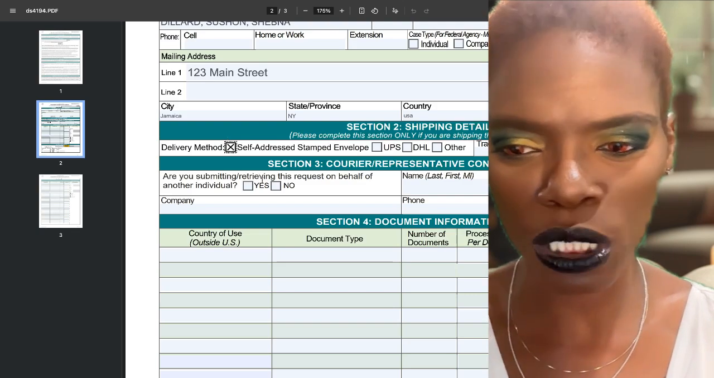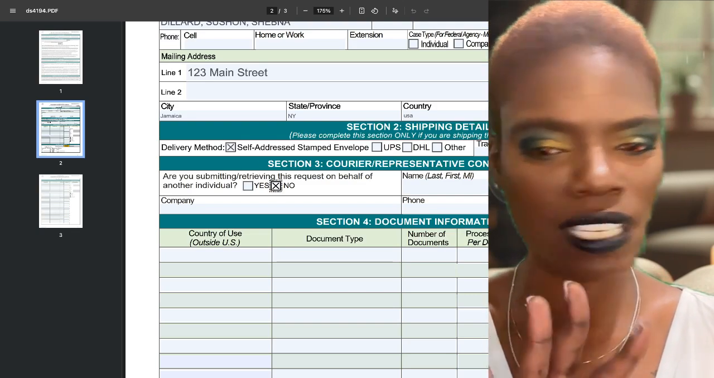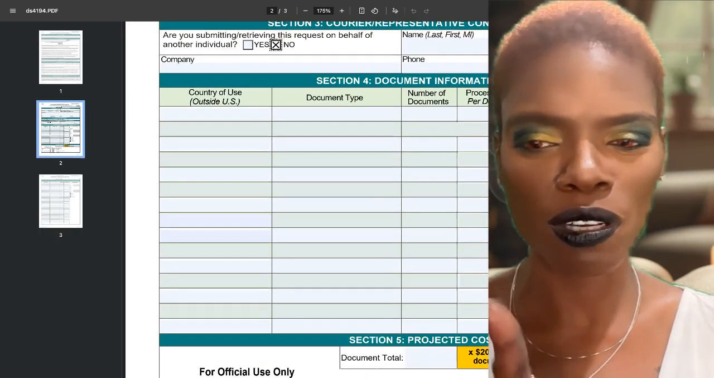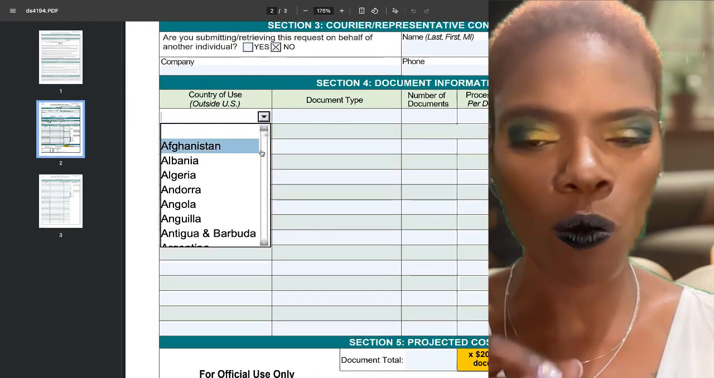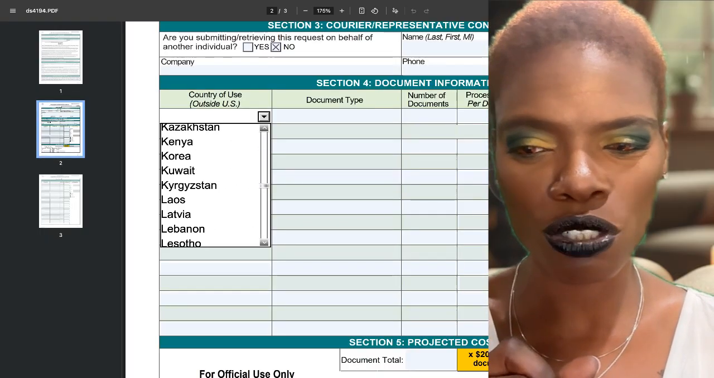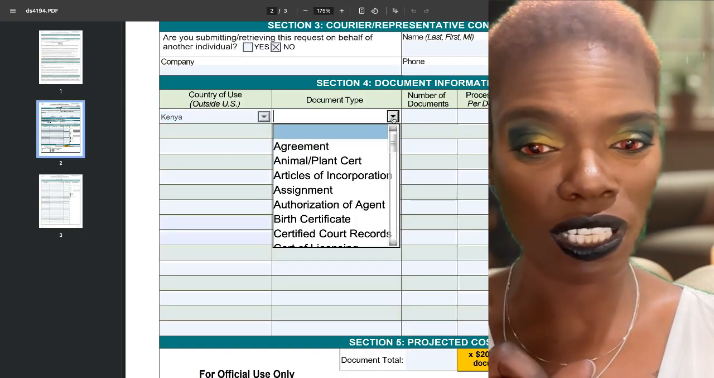Now, the next question they're going to ask you: are you getting this for someone else? No, we are not. Unless it is for your children, you're going to say no. We're going to move on down. They're going to ask us what country. And remember the list, you get to choose whatever country you want off of your list. I told you we are going to do Kenya.